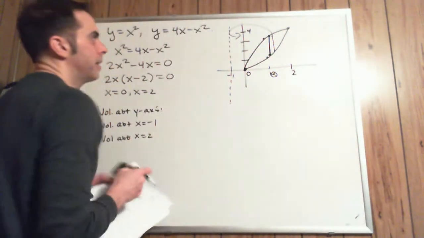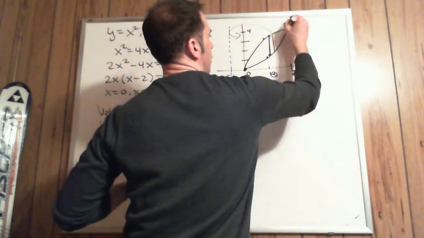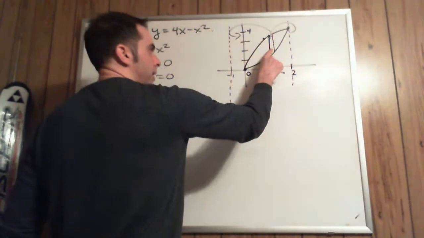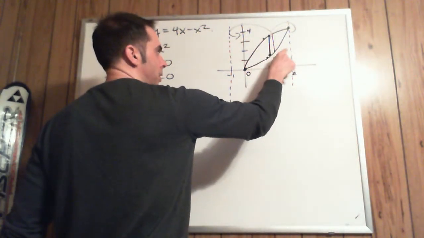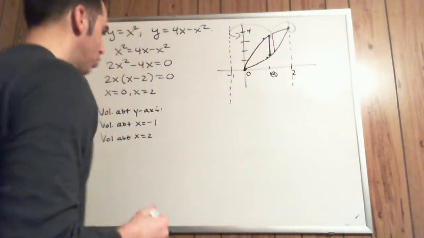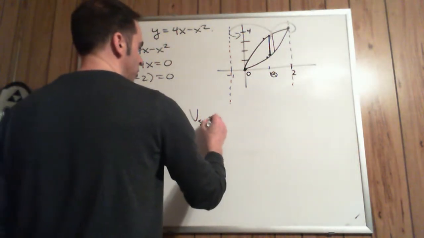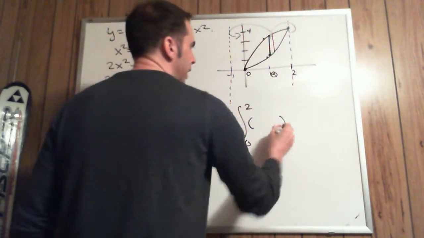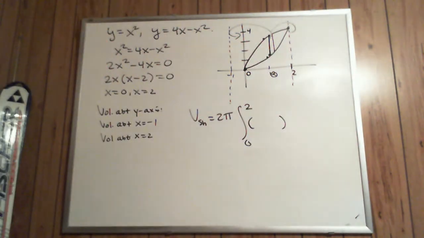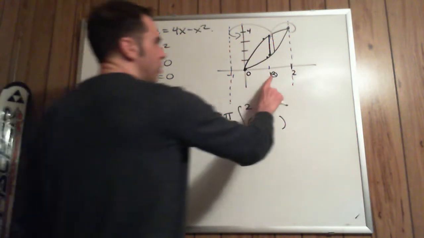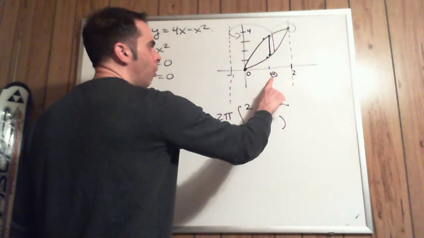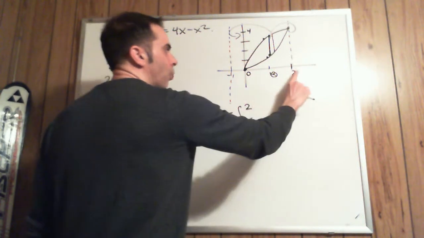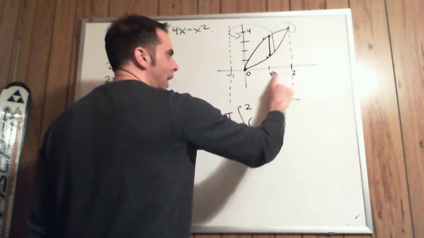So what if we're going to take this and revolve it about the line x equals 2? Because the rectangle drawn is parallel to the axis of rotation, it is still shell. So volume by shell would be equal to 2 pi times the definite integral from 0 to 2. Now what's the distance to the axis of rotation? Well, think about it. If you were here at 1, how far away are we from 2? 1 unit away.